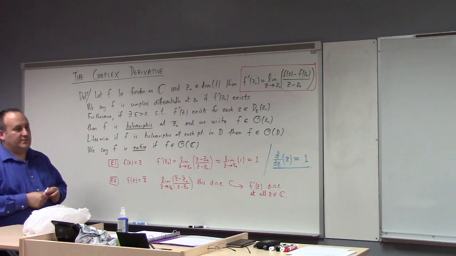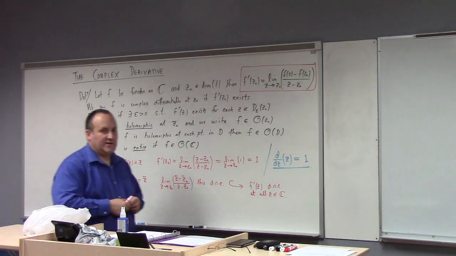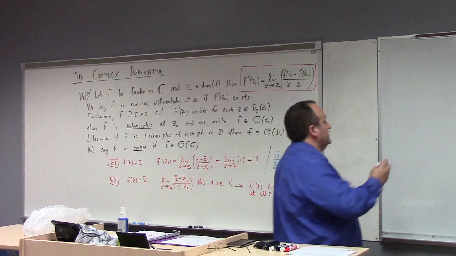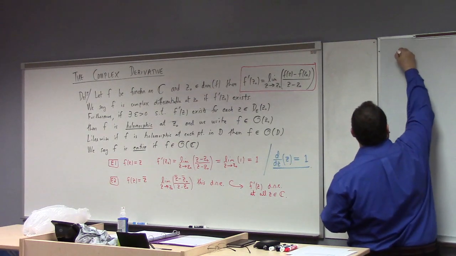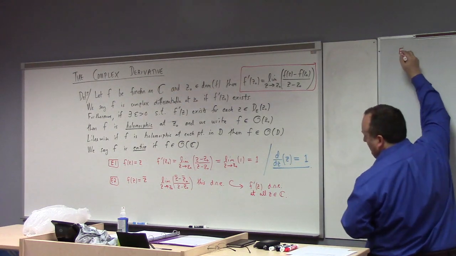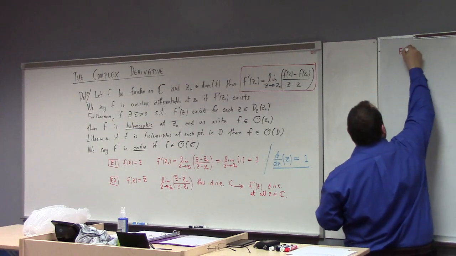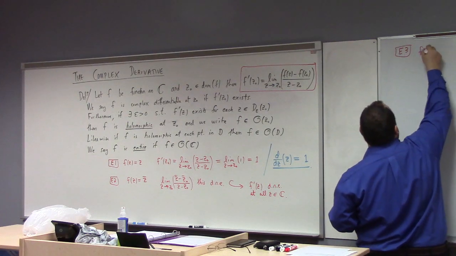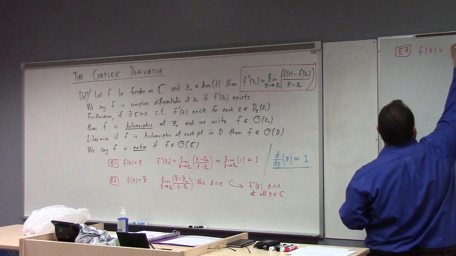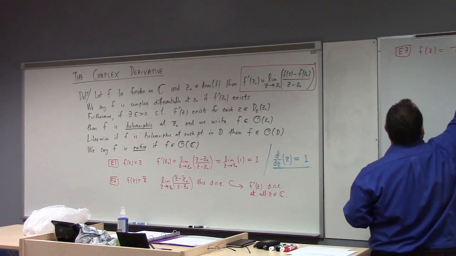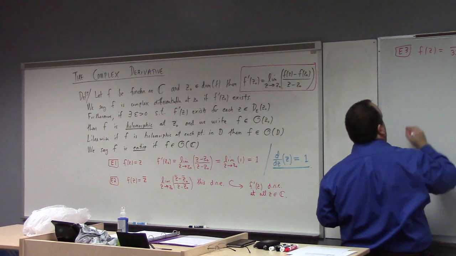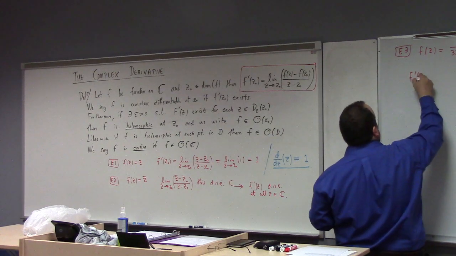And of course we could do fancier examples here. I'll do one for the sake of nostalgia. Let's see here. Example 3. Let's look at f of z equal to 1 over 3z plus 1. Let's do this one for old time's sake. Calculate f prime of z. How do you do that?